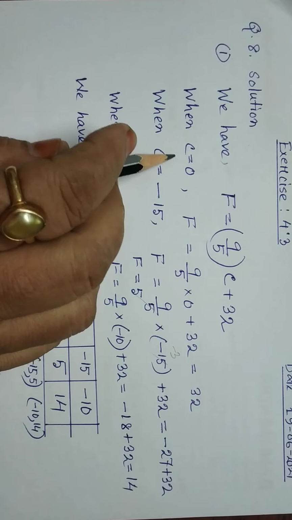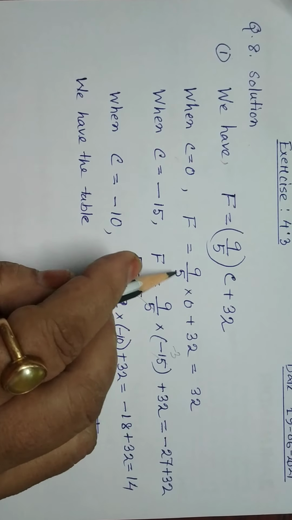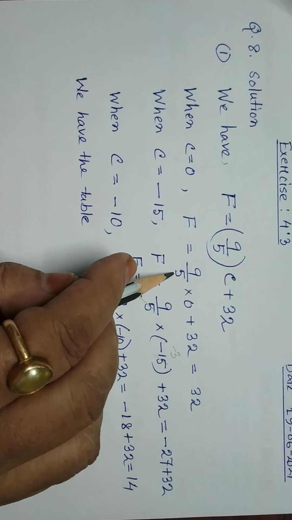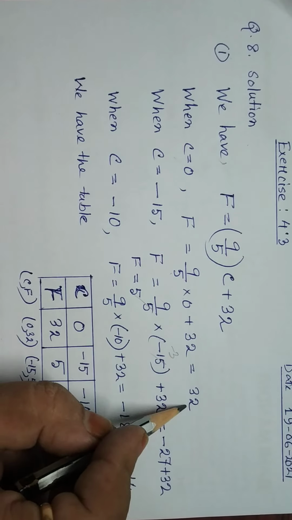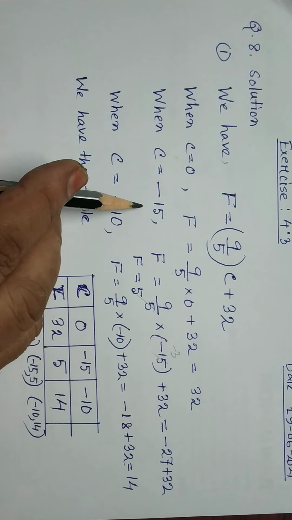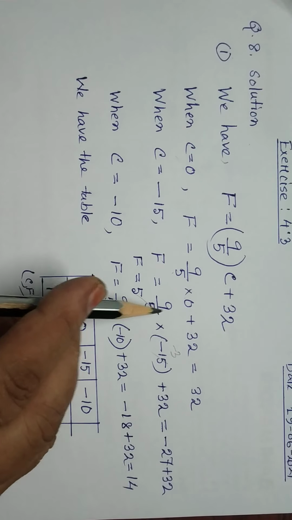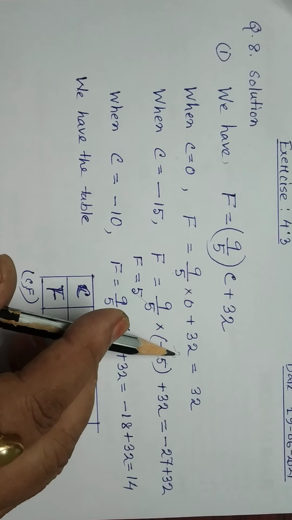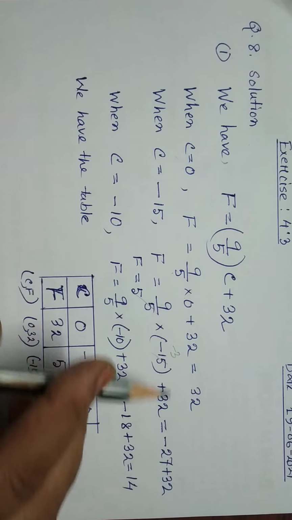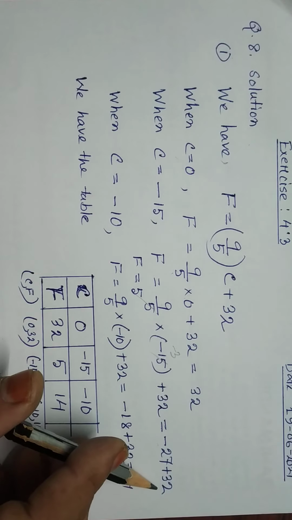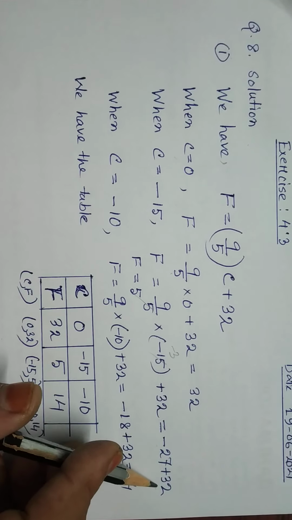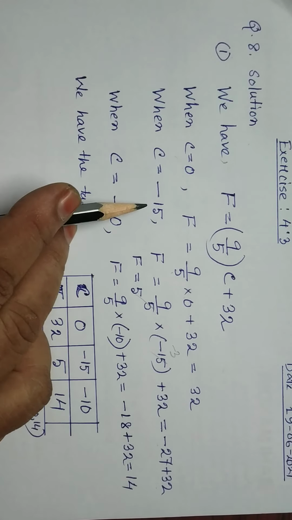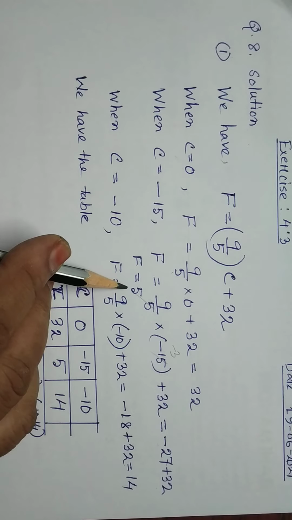Here, if we put C is equal to 0, then F is equal to 9 by 5 into 0 plus 32. 0 into 9 by 5 means 0, and 0 plus 32 is equal to 32. And when C is equal to minus 15, then F will be 9 by 5 into minus 15 plus 32. If we cancel by 15, then minus 3 into 9 is equal to minus 27, plus 32. That means 32 minus 27 is equal to 5. So if C is equal to minus 15, then F will be 5.